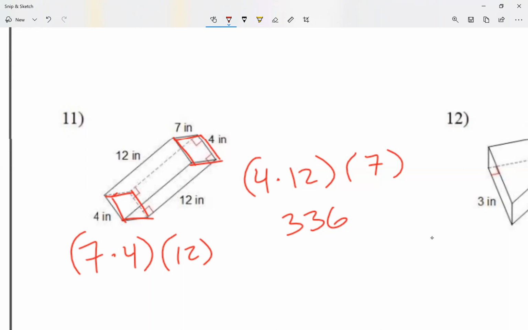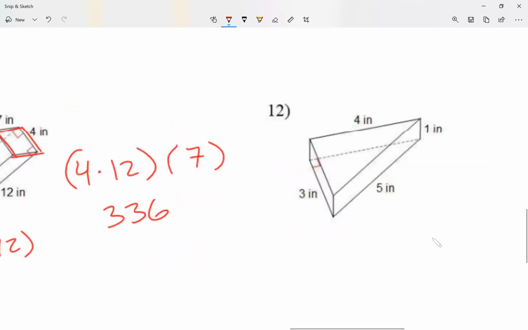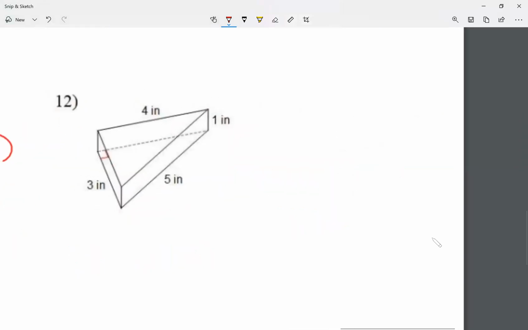So when we have a rectangular prism, that means the base is also a rectangle. It doesn't matter which one you pick as the base, okay? We're just going to go area of the base times the height. The result will be 336 as well. So same thing. Now let's take a look at question number 12.